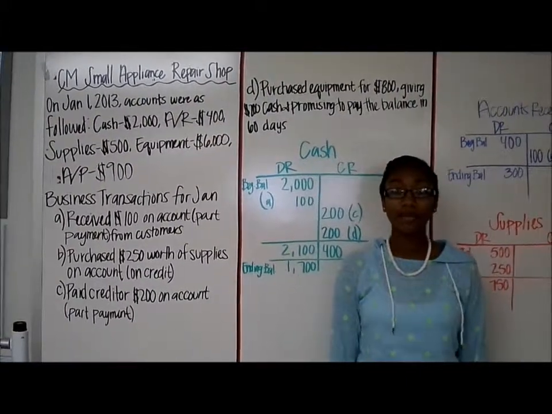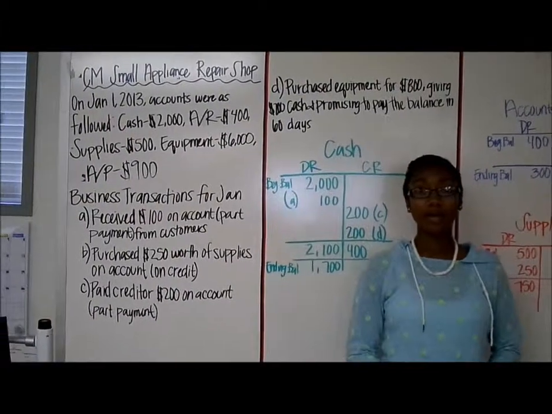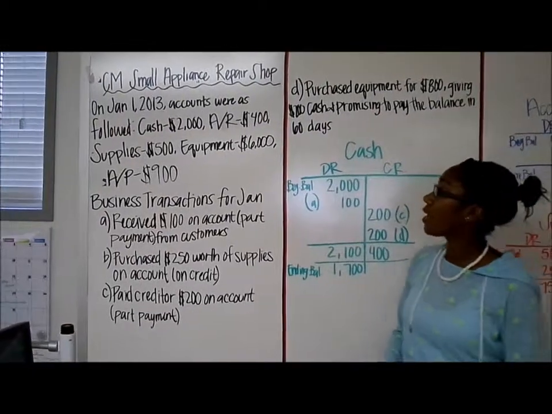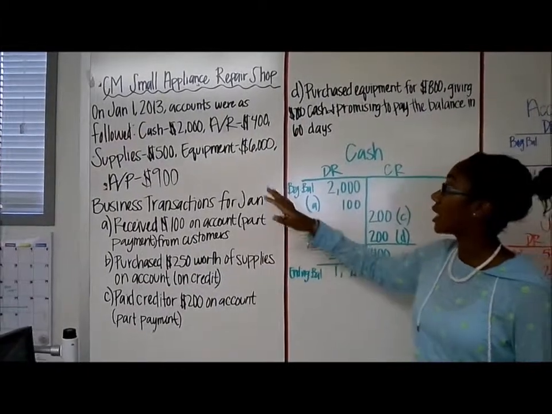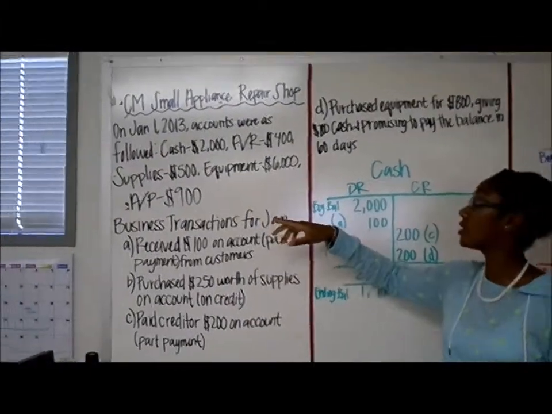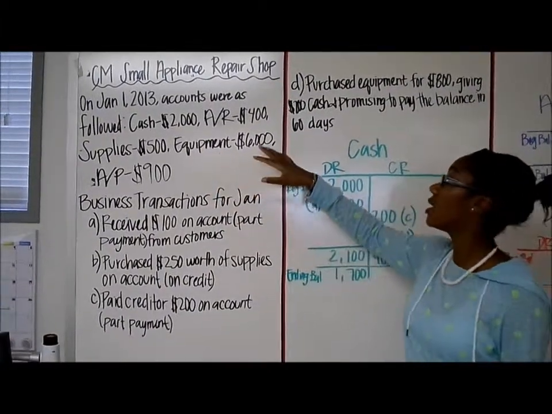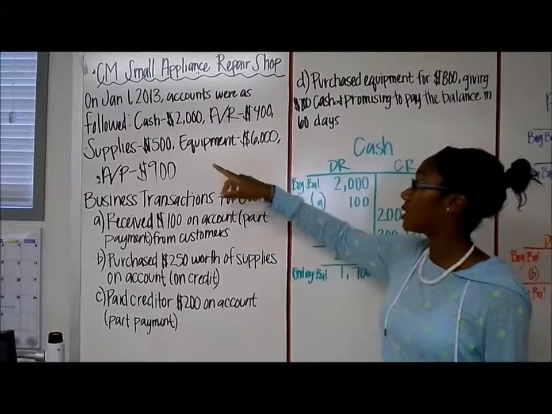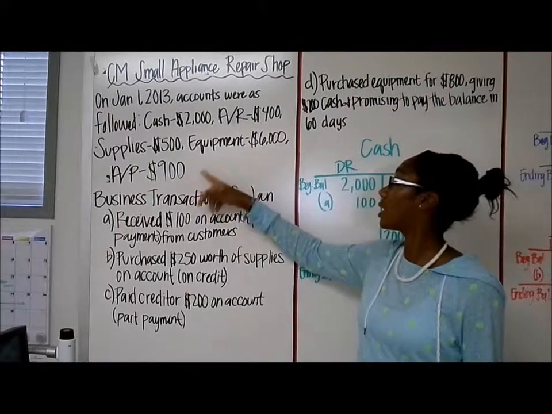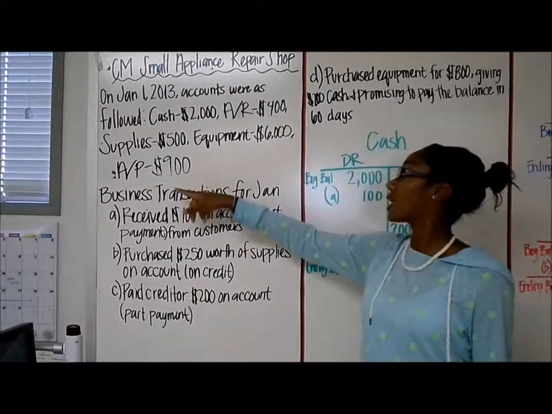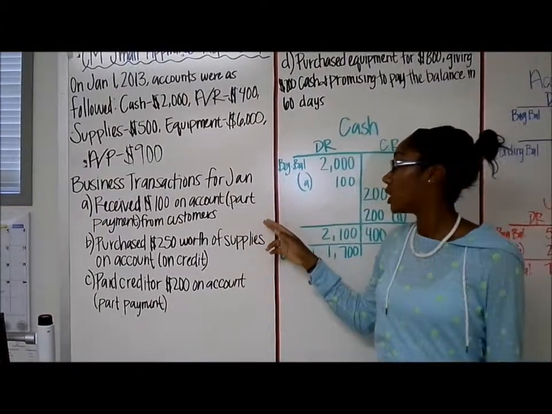In today's video, we will do a problem that includes accounts receivable and accounts payable. So in this problem, we have CM Small Appliance Shop, and these are the accounts as of January 1st, 2013. The cash account balance was $2,000. Accounts receivable was $400, supplies was $500, equipment was $6,000, and accounts payable was $900. So these are business transactions for the month of January.